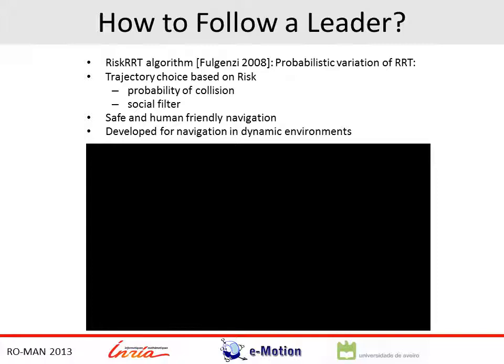Once we have chosen a leader, we must be able to follow him or her. To do this, I used a variation of the RRT-risk algorithm, an algorithm specifically developed for navigation in dynamic environments, that takes into account the probability of collision with agents and also respects the social interaction among them.